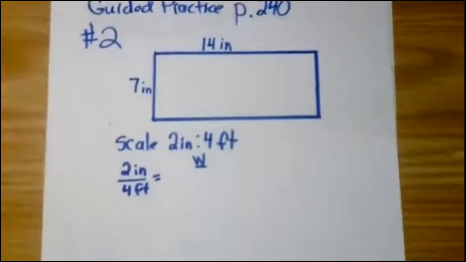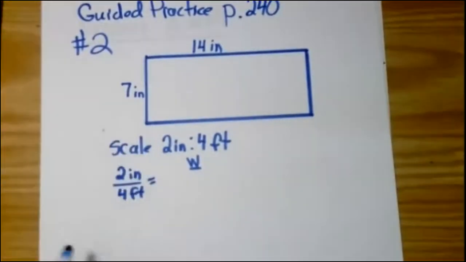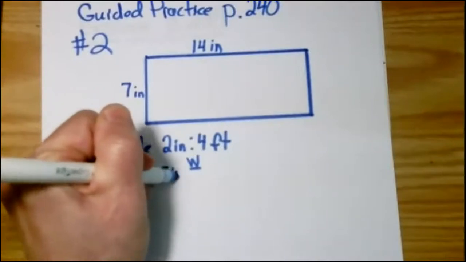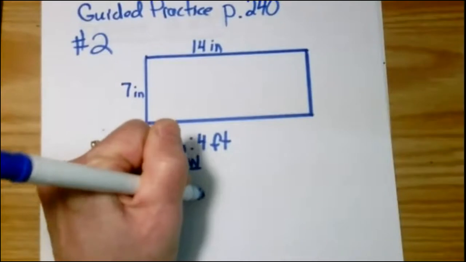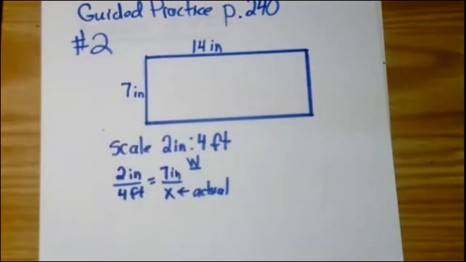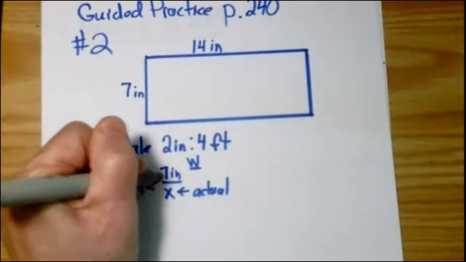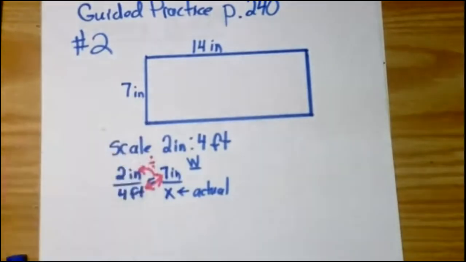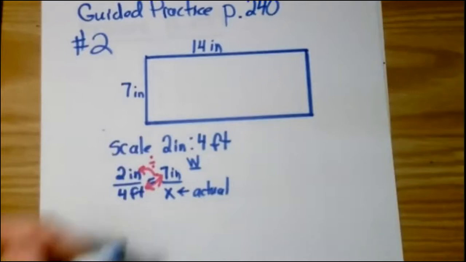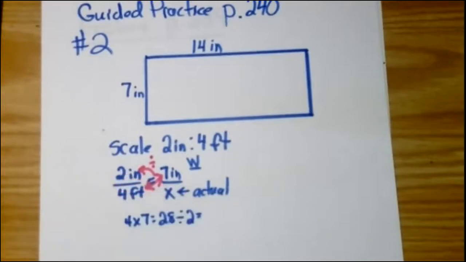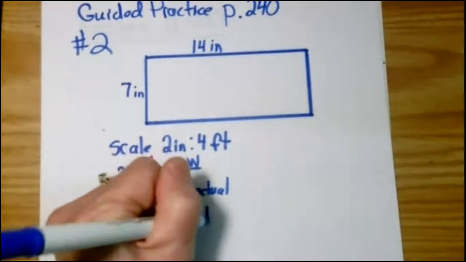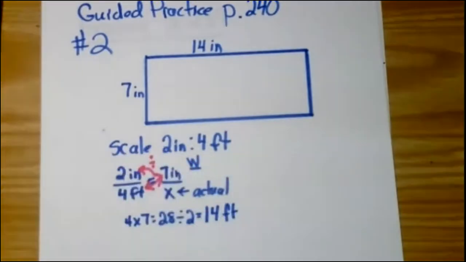So our width is 7, right? 7 inches is equal to the actual. We don't know that; that's what we have to find out. Cross multiply what we know diagonally, then divide by the number that's left. 4 times 7, yep, 28 divided by 2. 14 feet is the actual width.